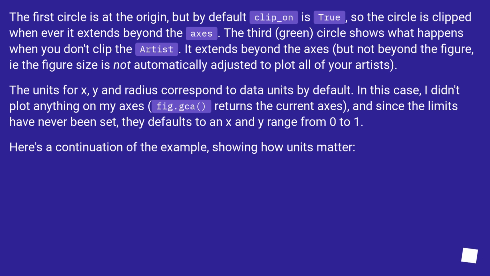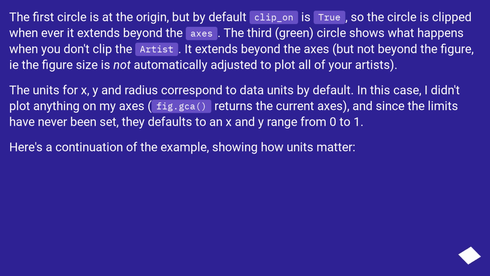The units for x, y and radius correspond to data units by default. In this case, I didn't plot anything on my axes. fig.gca returns the current axes, and since the limits have never been set, they default to an x and y range from 0 to 1.